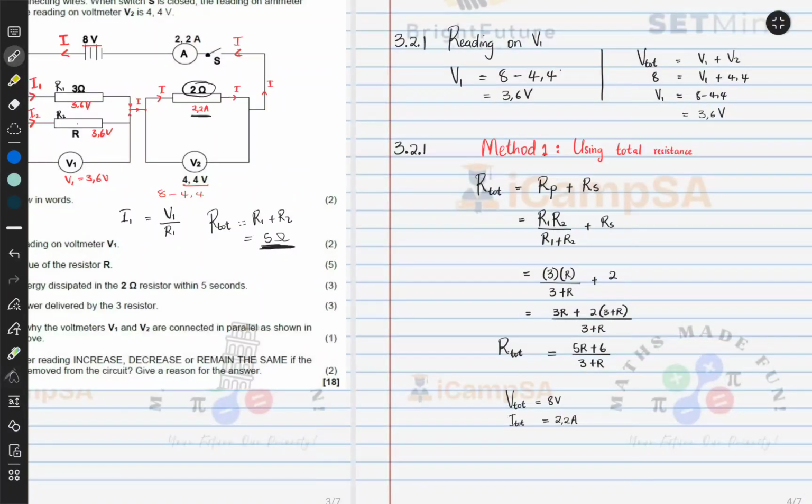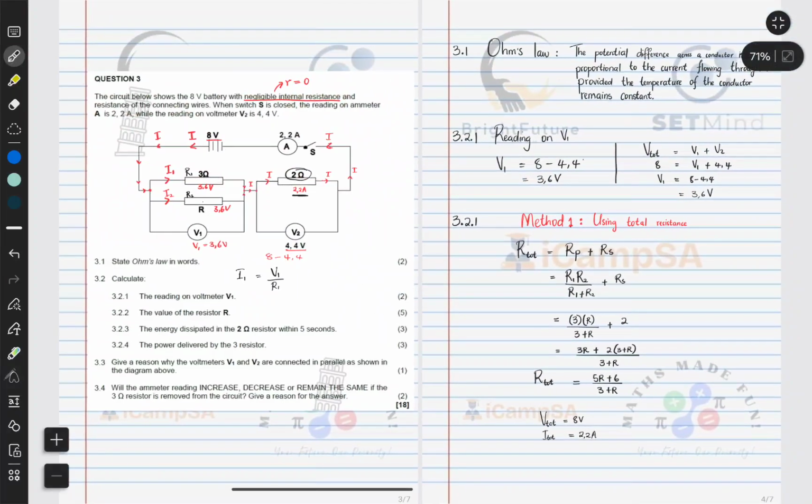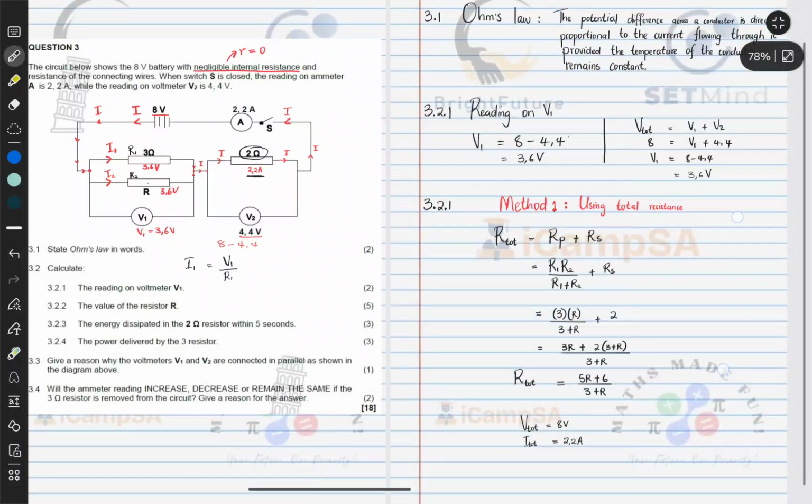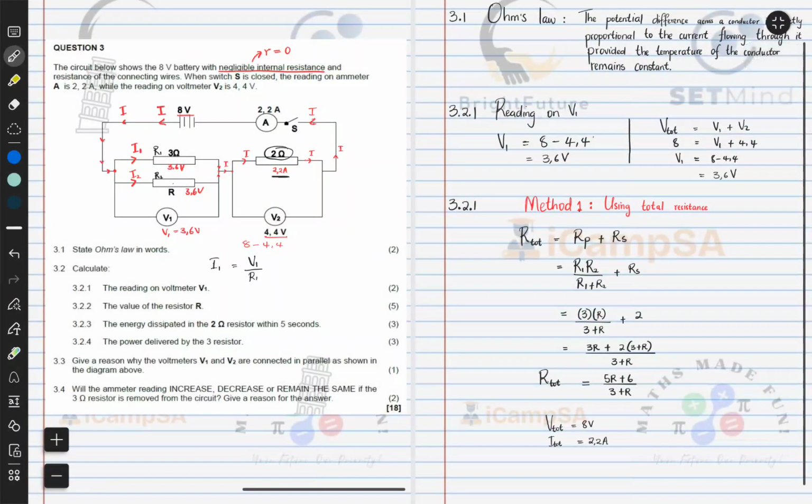So what happens if you increase the total resistance of a circuit? If you increase the total resistance of a circuit, the current will be affected. In what way? Since current is inversely proportional to resistance, the current will have to decrease because the resistance has increased. Remember, inversely proportional means as the one increases, the other one has to decrease, or as the one decreases, the other one has to increase, right? So that's what would happen. So the reading on the ammeter would therefore decrease. That's what we will say.